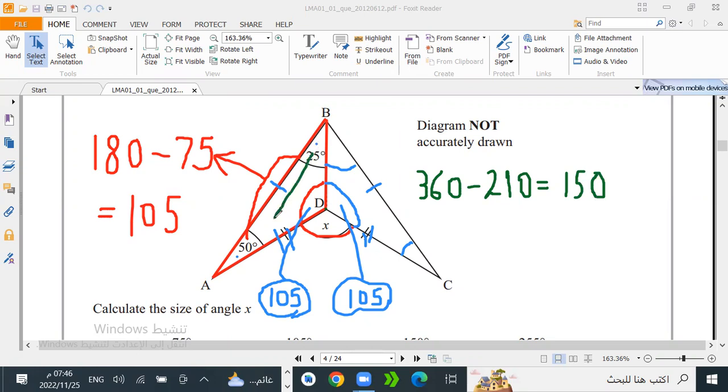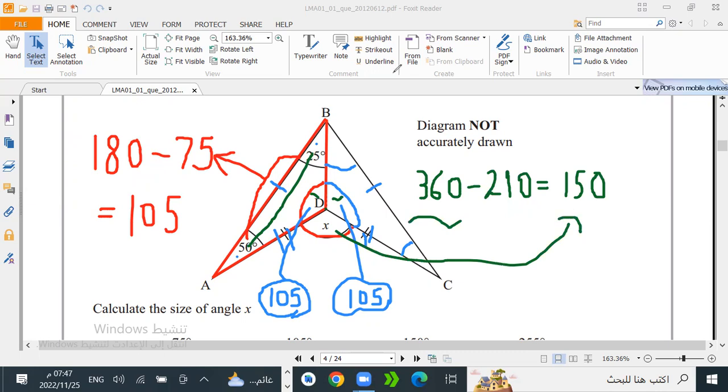Again, for the last time, let's start over. We added this angle with this angle and got 75. Then we subtracted 75 from 180, because 180 is the sum of the angles of a triangle. And then we got 105. And then D equals 105. And because D is 105, this one is also 105. We add them together and get 210. And then we subtract from 360. We get 150. So x equals what?